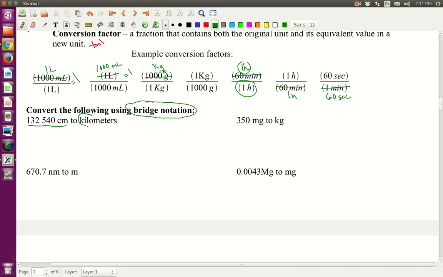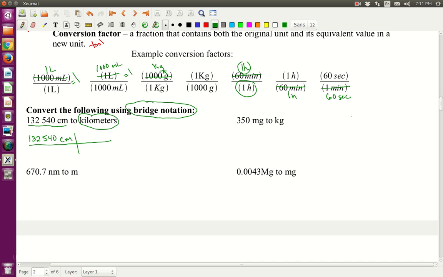That means kilometers is the unit I want to end with. Whenever you do that, you write down what you have. I have this many centimeters. And I'm going to make something that's going to look like the beginning of a bridge. Now it's called bridge notation because sometimes you're going to start and you're going to have math and you're going to have more math until you get an answer. And it looks like a bridge. You're walking across the bridge to get to the final answer. But this first one is just one step.